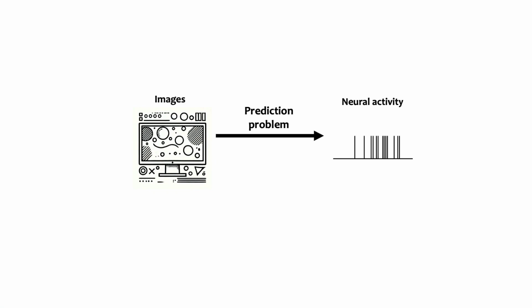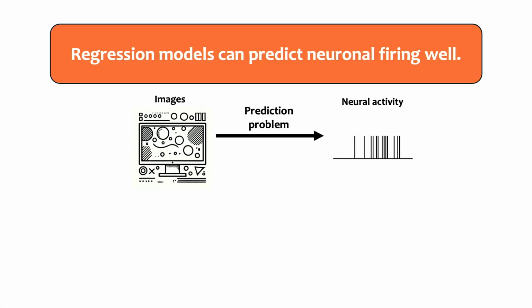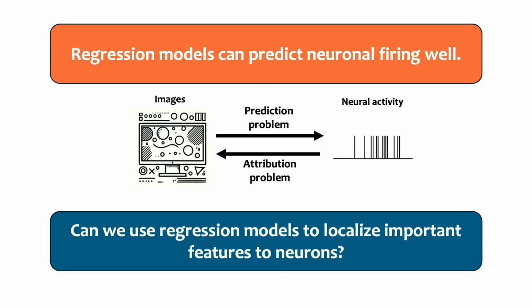So this is one side of the problem: the mapping from images to voxels or neural activities. Over the last few years, we have become very good at solving this regression problem of predicting neuron firings. And there's another side of this coin, which is the attribution problem. That's the mapping from neural activities back to the images or any stimuli. We want to know what features in the inputs are important to the neurons. So can we use our previous regression models to localize features important to neurons?